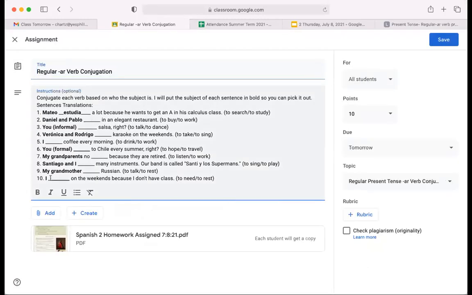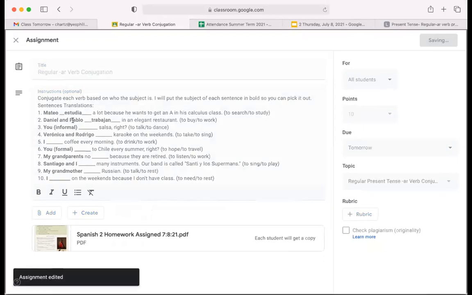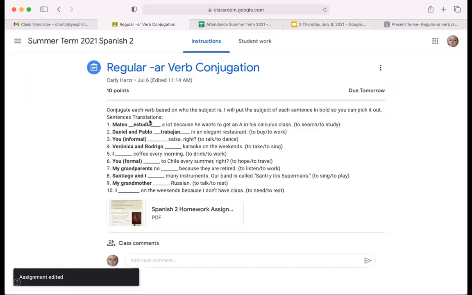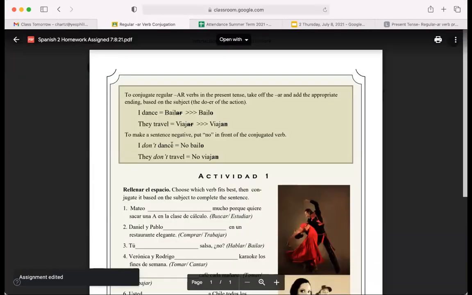So like I said, just do your best with this. I have the translations right here in the instructions, and I do have the 2 answers that we did together. Does this kind of make sense? So there's that. Just do your best with this. I know it's kind of difficult.